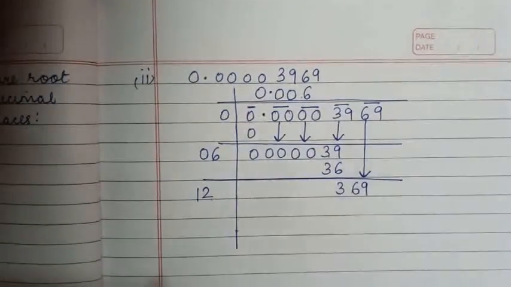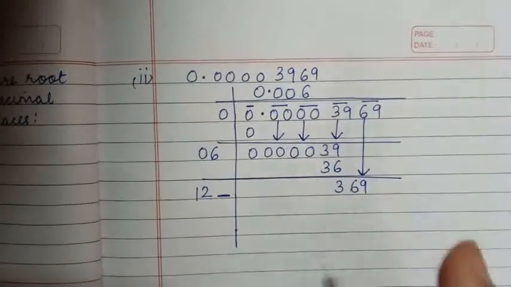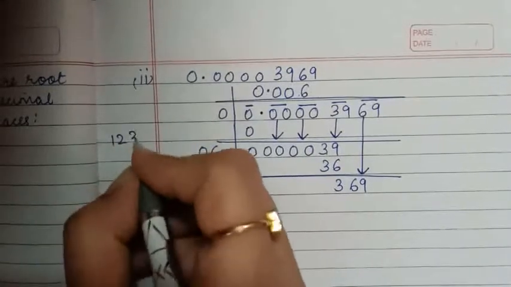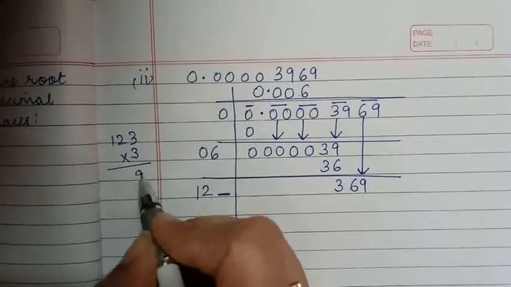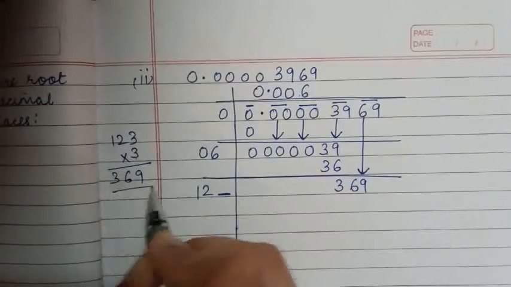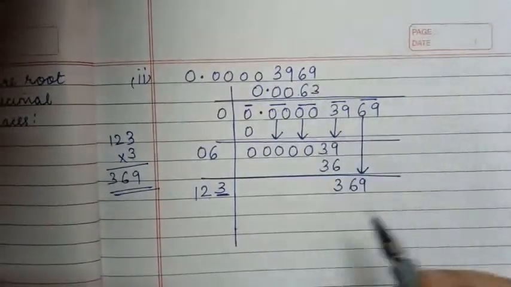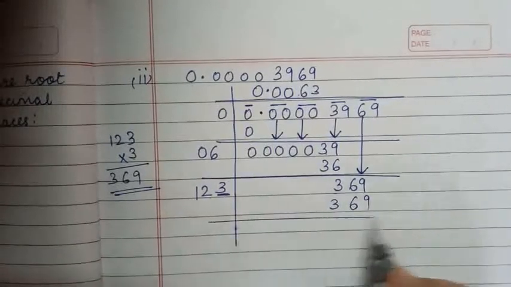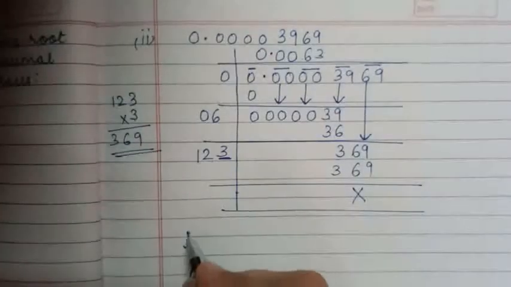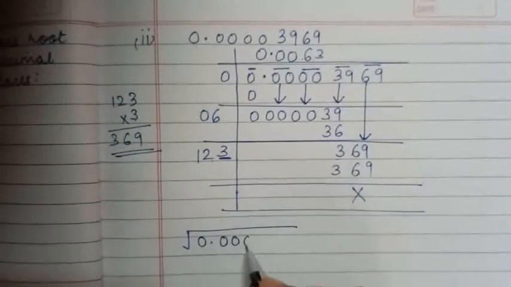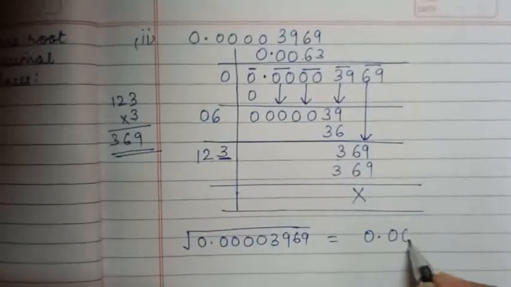We are applying the same procedure. By which number do we multiply so that we get 369? Suppose in rough I try with 3. I keep 3 here and multiply the number by 3 only: 3 3s are 9, 3 2s are 6, 3 1s are 3. So it is 369, which is equal to this 369. So I keep 3 here, 3 here, and 369 here, and subtract, I get 0. So the square root of 0.00003969 is equal to 0.0063.